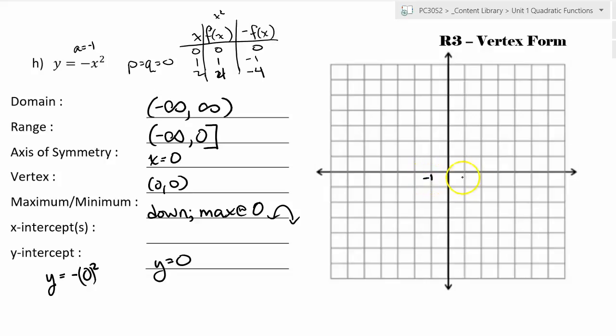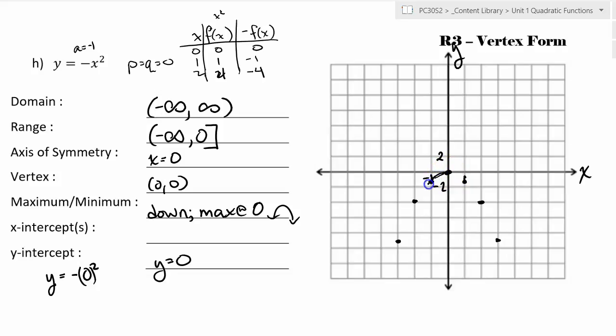Again, I'm going to keep the scale the same just for consistency and comparing sakes. 2 and negative 2, y and x. Okay, always label all of that information. From here, I'm going to put my vertex, and I'm going to follow my pattern. Over 1, down 1. Over 1, down 1. Okay, over 2, down 4. Over 3, down 9. And I run out of room at that point.